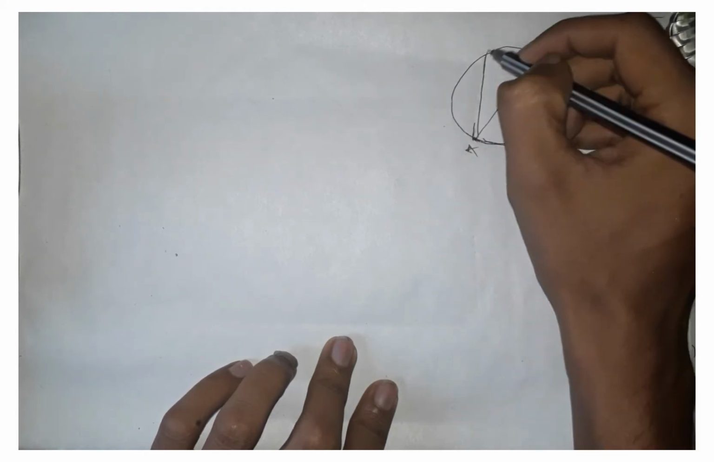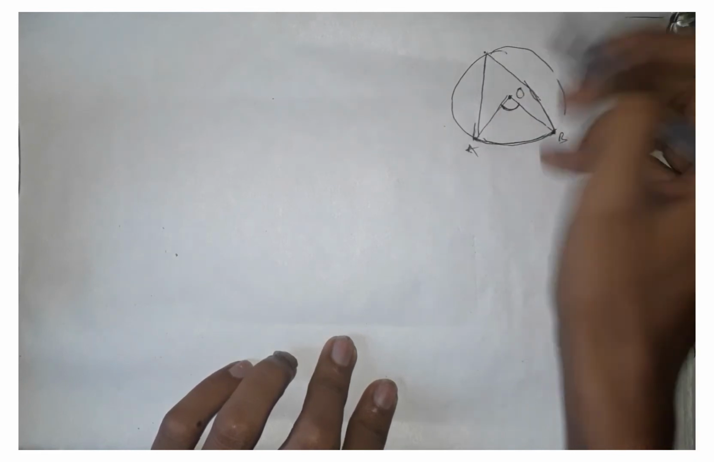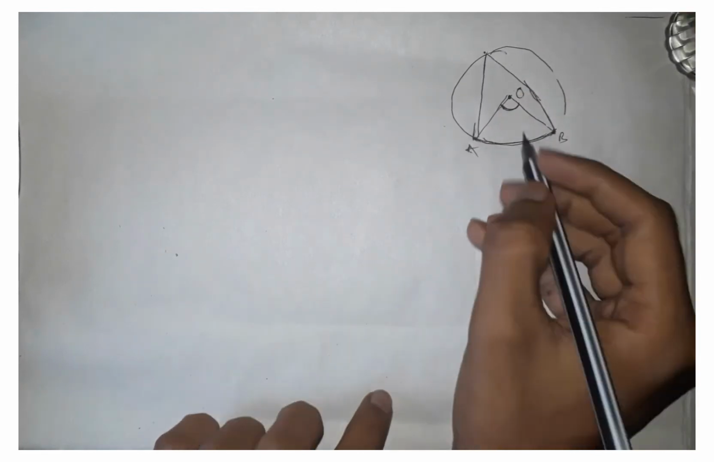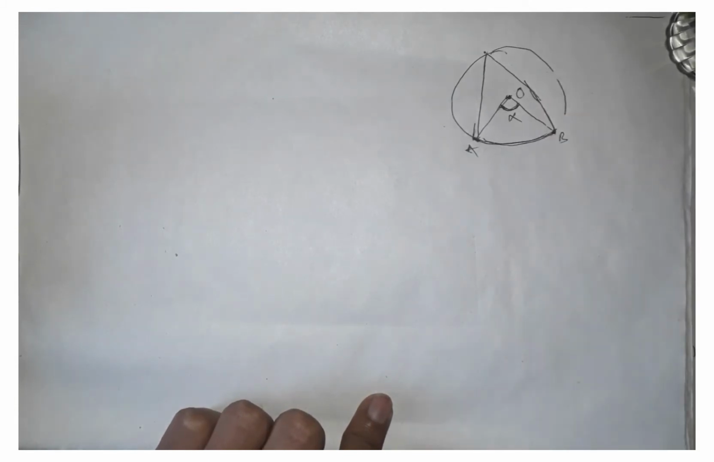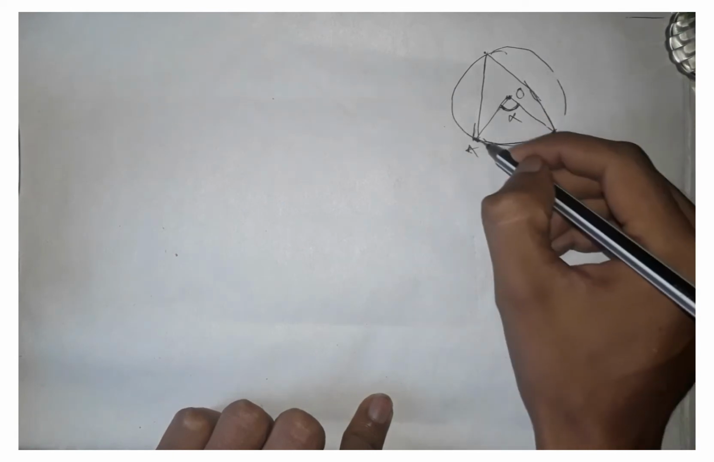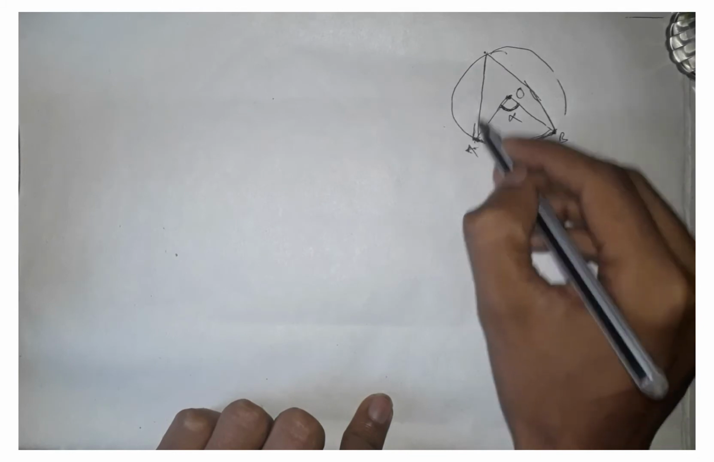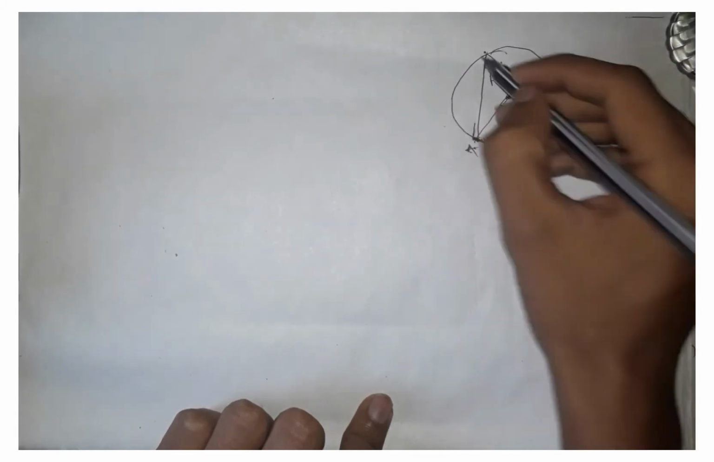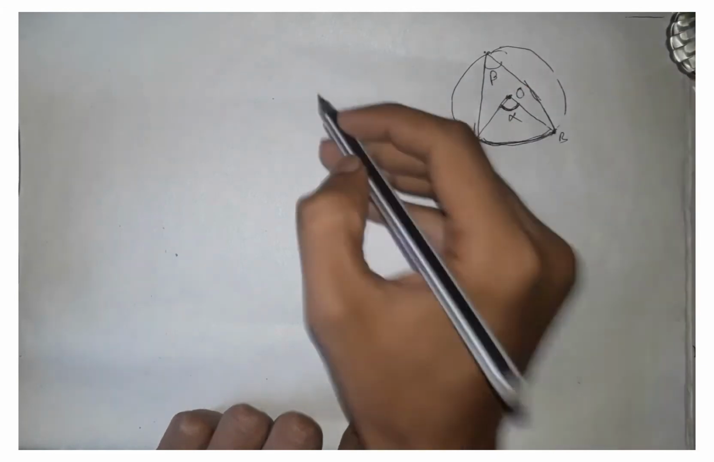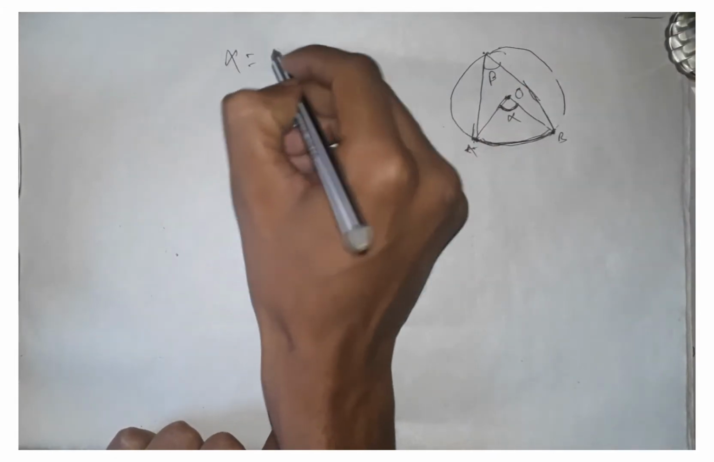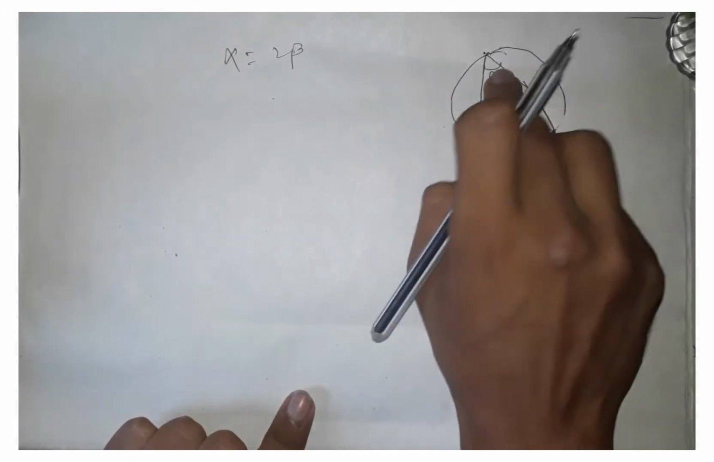subtended by this arc at any point on its circumference. So this theorem says that if we suppose this is an arc, this is the angle, let's call this alpha. This arc subtends the angle alpha at its center, and this arc subtends the angle beta at any point on its circumference. So now we are going to prove that alpha is equal to 2 times beta.